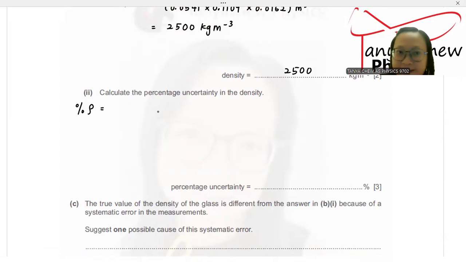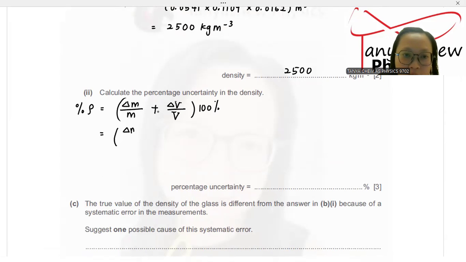So I'm going to find the percentage uncertainty of density. It is related to mass and volume. So I find the fractional uncertainty of my mass first, plus the fractional uncertainty of volume, capital V, and you multiply by 100%. Right, seems easy.